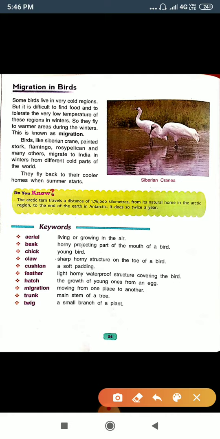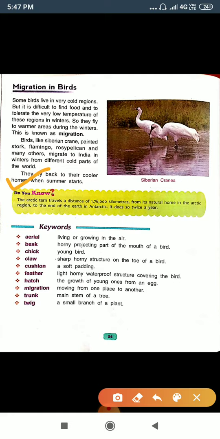Now one more thing, an important point. See this, this is also very important. The Arctic tern travels a distance of 176,000 kilometers from its natural home in the Arctic region to the end of the earth in Antarctica, and it does so twice a year.